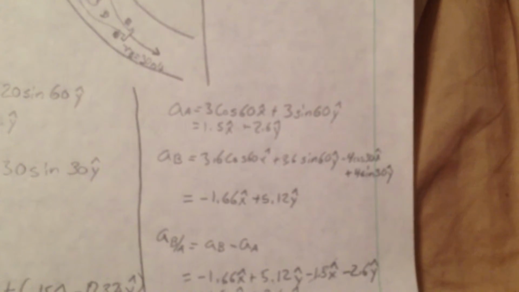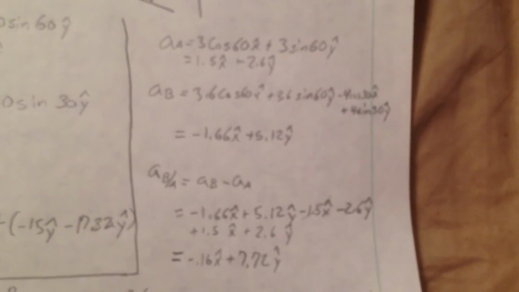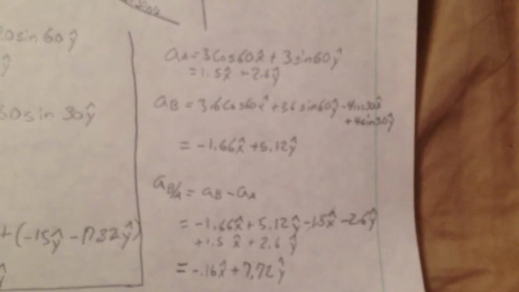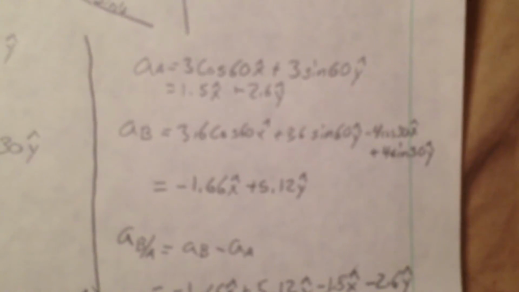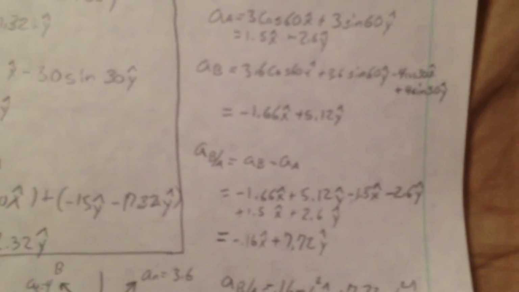But anyway, that's for A, the acceleration of just A. The acceleration of B is 3.6, which you just found down there, cosine 60 x hat plus 3.6 sine 60 y hat minus 4 cosine 30 x hat plus 4 sine 30 y hat, and that ends up giving you negative 1.66 x hat plus 5.12 y hat.